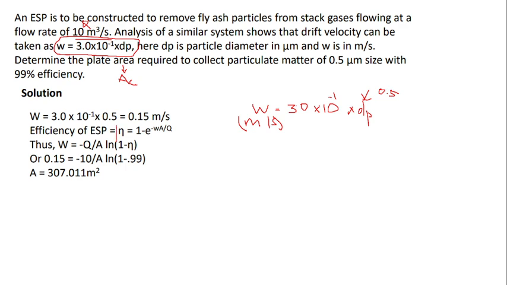Again, you have to use the same ESP efficiency formula. Eta is equal to 1 minus e power minus W A divided by Q. So we have to take ln on one side to cancel the exponential. Finally, you will arrive at the area of 307.011 meters. So one formula will be used to solve all these similar kind of problems.